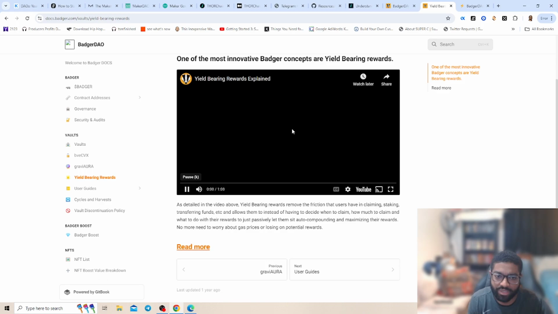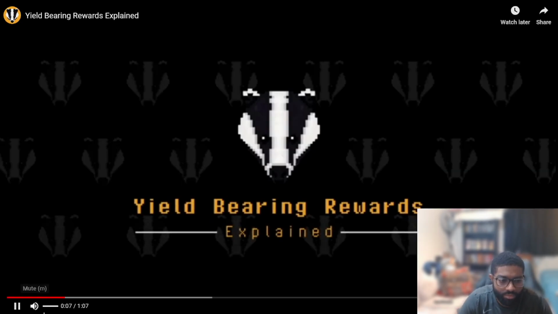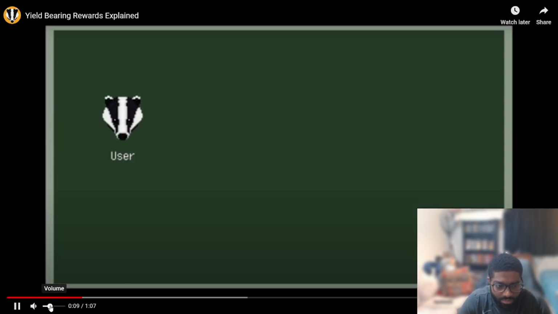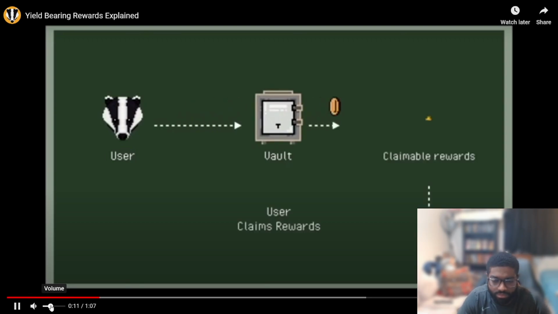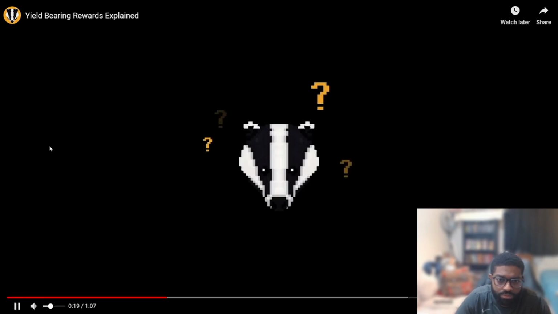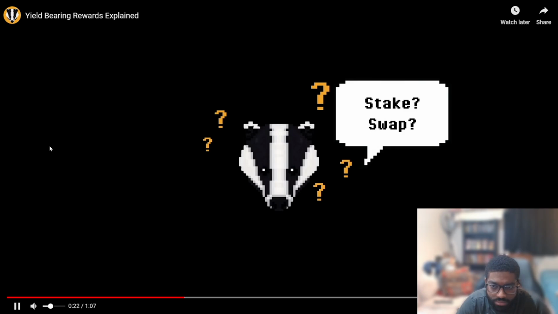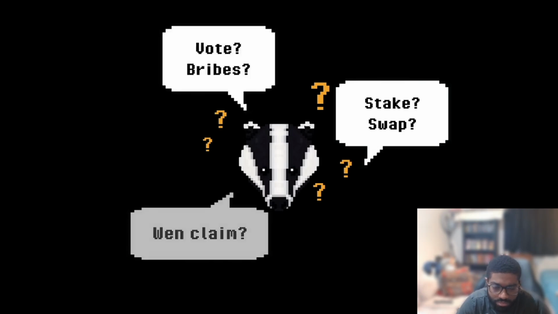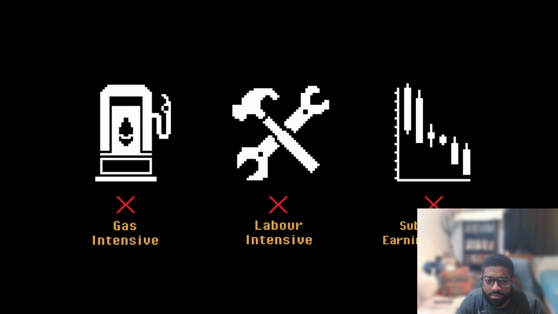So let's see if we can watch a bit of this. Typically, users deposit tokens into a vault that produces claimable rewards. In this case, it is the user's discretion when and how frequently to claim these rewards. But what exactly is the best way to optimize? Do you stake them, swap them, lock them, vote for bribes? When is it best to claim? This process can be gas intensive, labor intensive, and leave you in a suboptimal earning position.